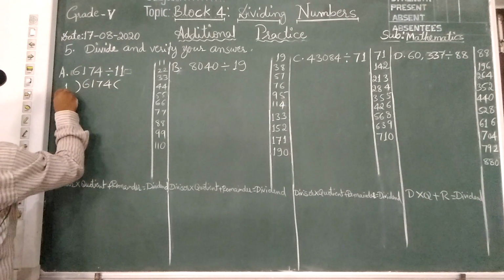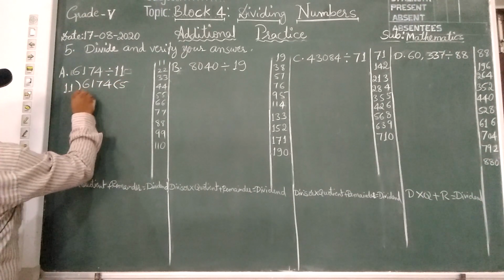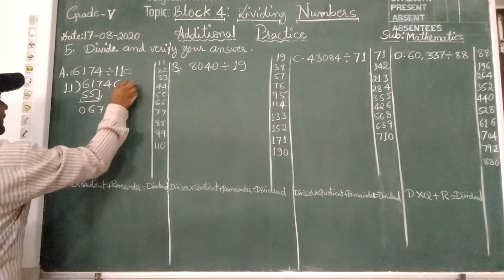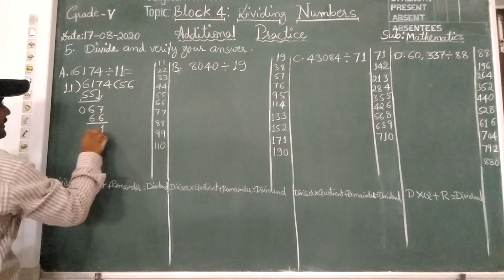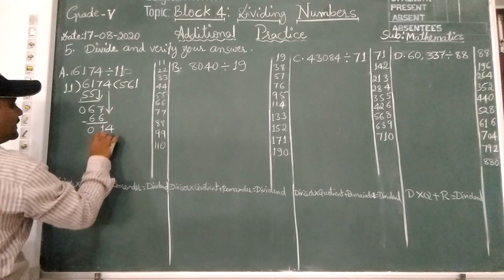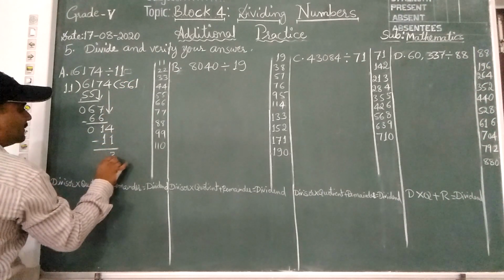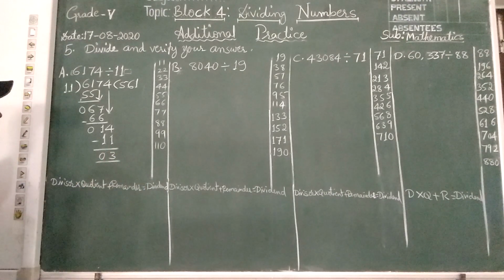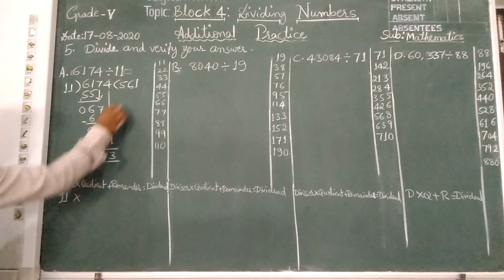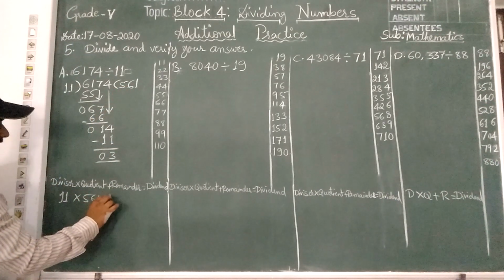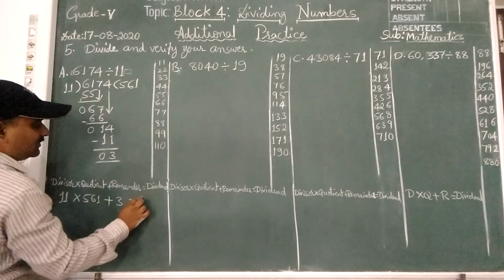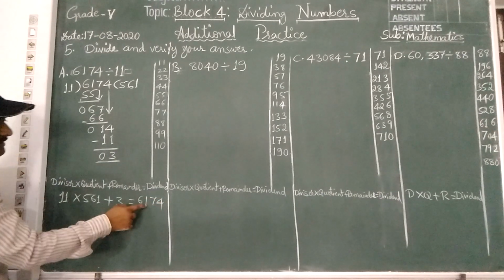6174 divided by 11. 11 fives are 55. Then 7. 11 sixes are 66. 7 minus 6 is 1, then 0. Take next. 11 ones are 11. Subtract: 4 minus 1 is 3. Okay children, divisor is 11. Quotient we just got is 561. The remainder is 3. After doing all these things I should get this as the answer.